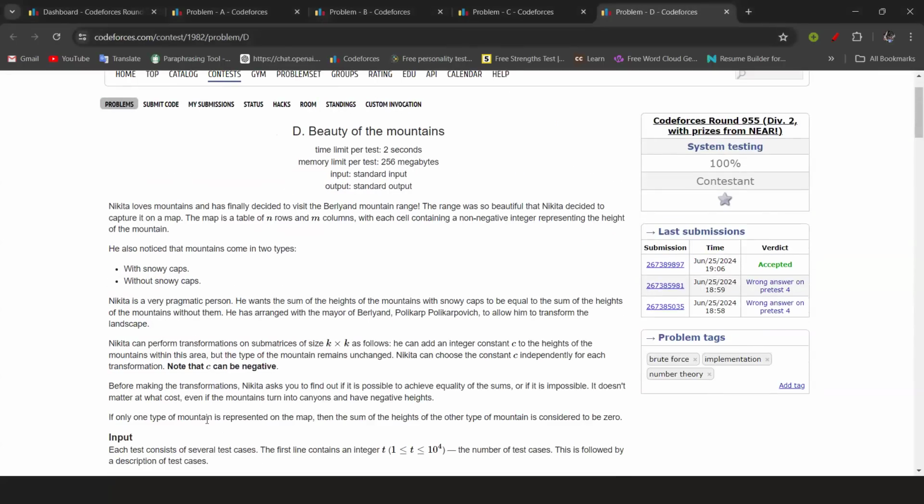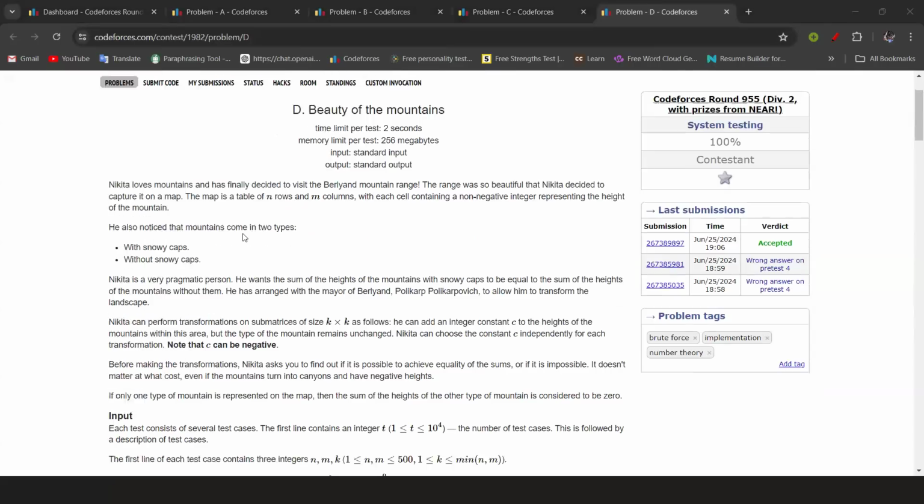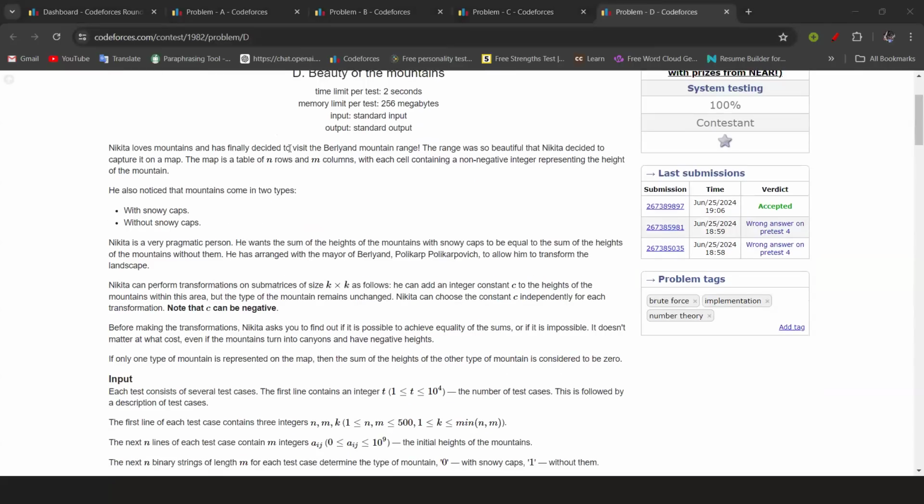So in the D problem, what we have: Nikita loves mountains and has finally decided to visit the Berryland mountain range. And the range was so beautiful that Nikita decided to capture it on a map. The map is a table of n rows and m columns, with each cell containing a non-negative integer representing the height of the mountain. He also noticed that mountains come in two types, with snowy caps and without snowy caps.